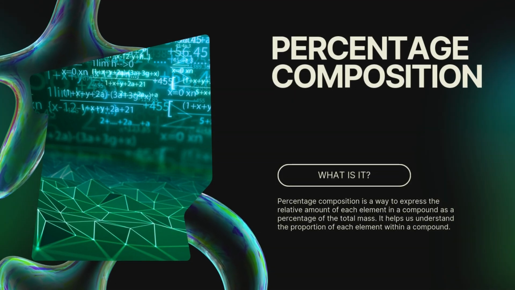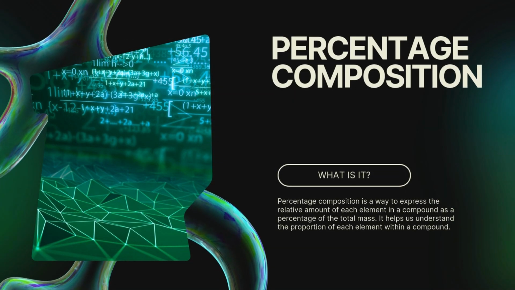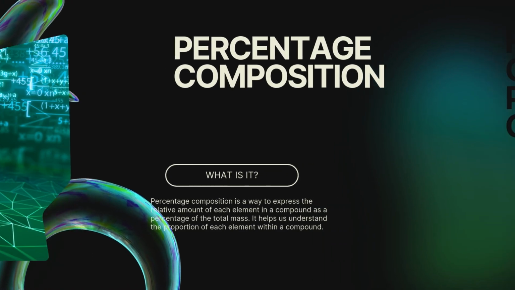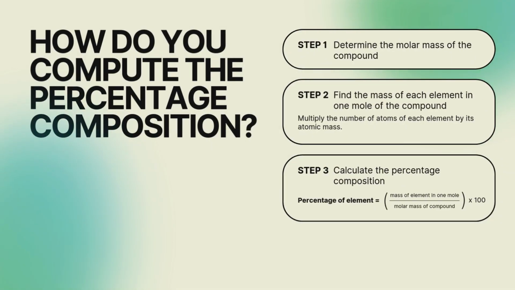Before we end this presentation, let us talk about percentage composition. Percentage composition is a way to express the relative amount of each element in a compound as a percentage of the total mass. It helps us understand the proportion of each element within a compound. So how do we compute the percentage composition?